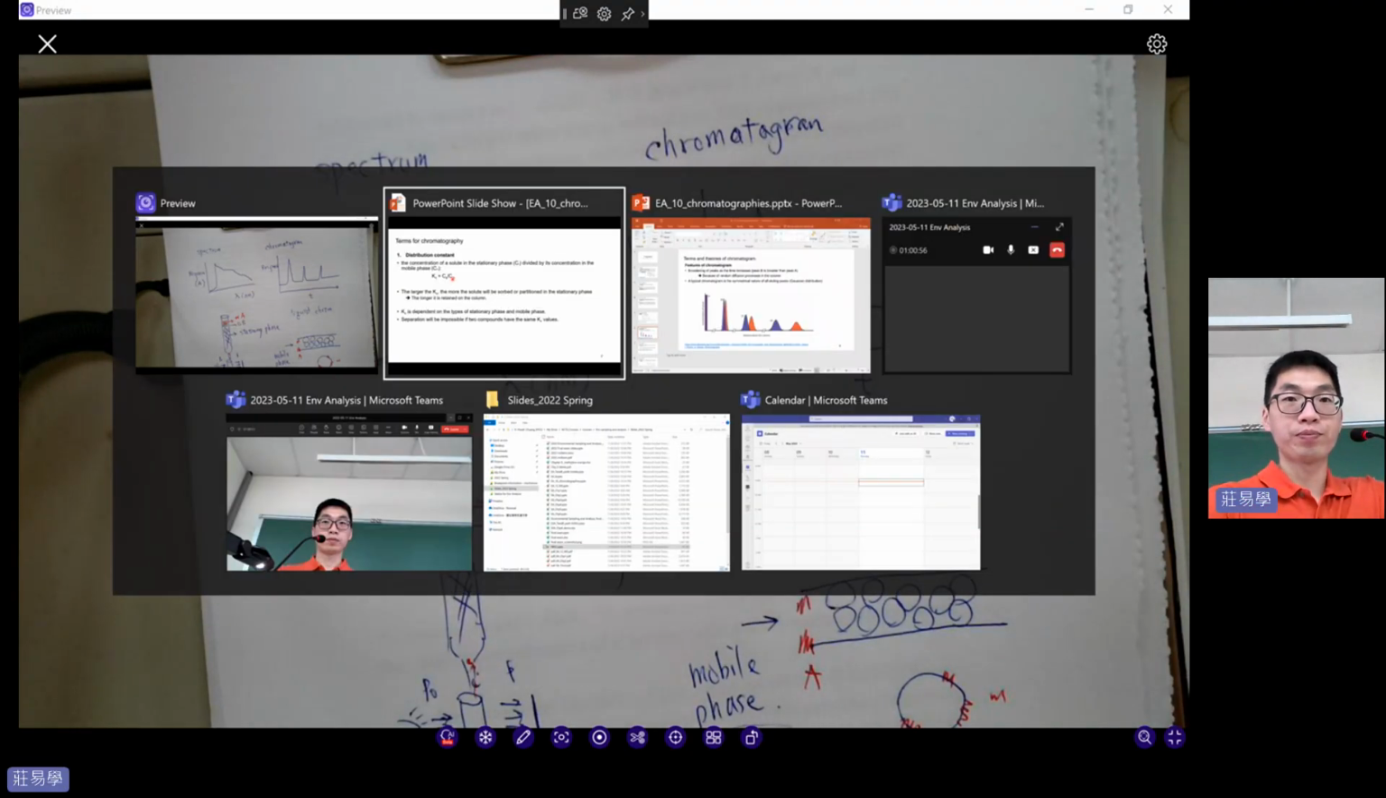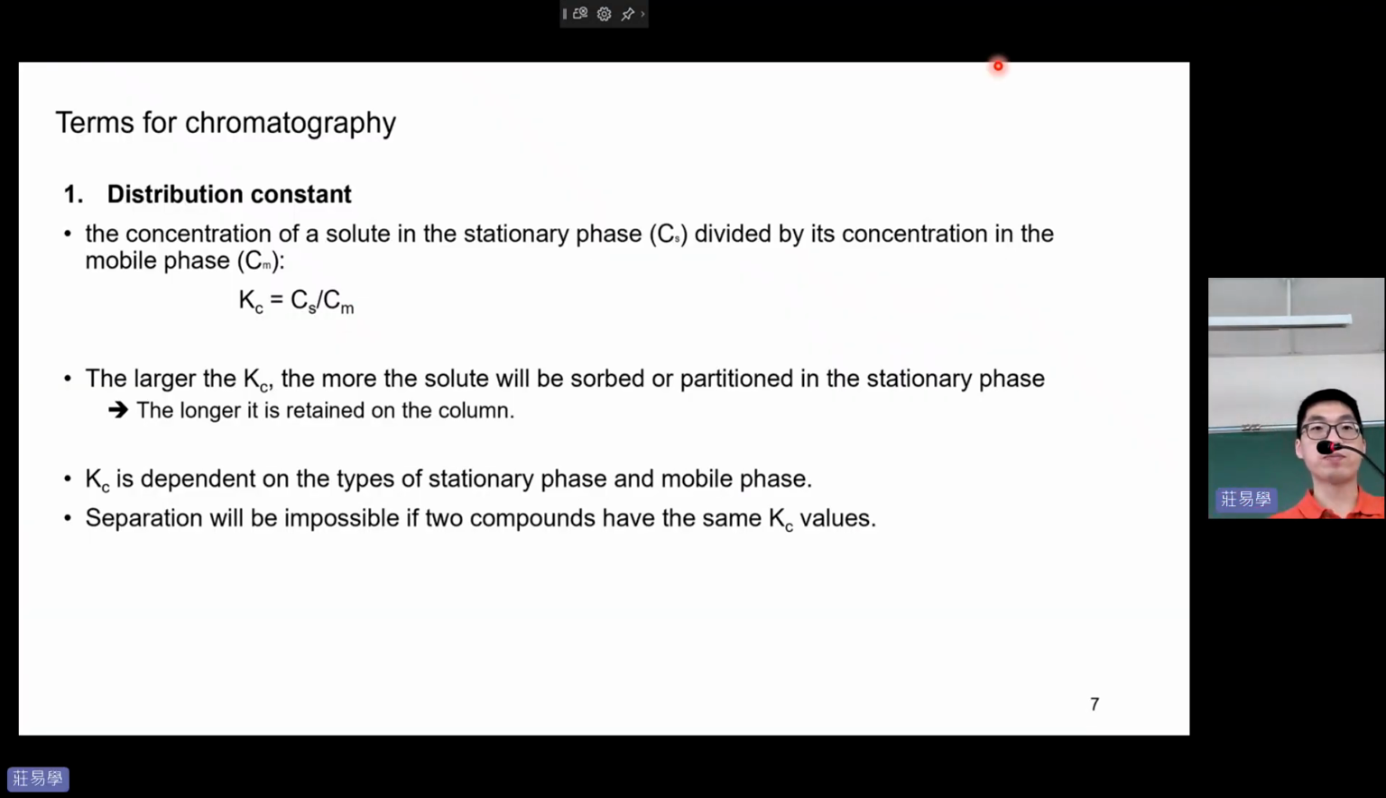So that's the first term. The larger Kc means the more the solute would be dissolved or partitioned in the stationary phase, and that means the longer it is retained on the column.